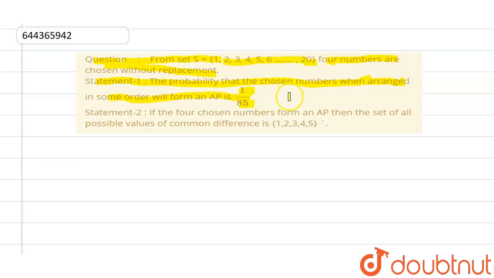That is, the probability that if we choose numbers and arrange them in some order, they will form an AP is 1 by 85. In statement 2 it is given that if the 4 chosen numbers form an AP, then the set of all possible values of the common difference D is only 1, 2, 3, 4 and 5.